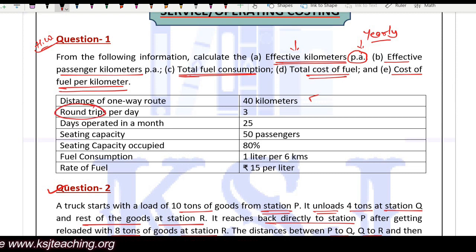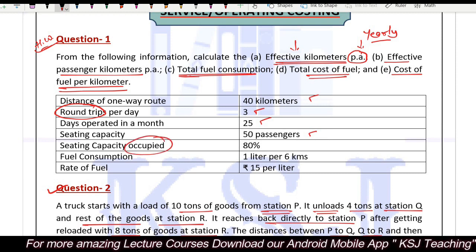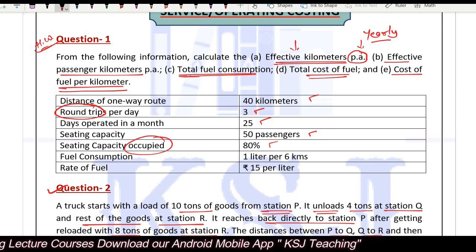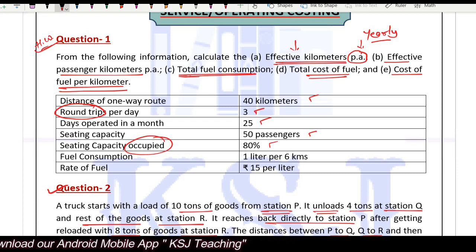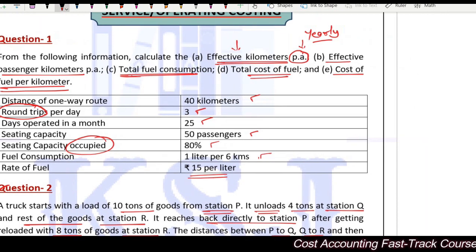So I discussed about the round trips. 3, right? Days operated in a month, 25. Seating capacity is 50 passengers. Seating capacity occupied. What is the occupancy rate? It is 80%. Fuel consumption is 1 liter per 6 kilometers. For every 6 kilometers, we are consuming 1 liter and the rate is 15 rupees per liter. Right? Now, what about the round trips?